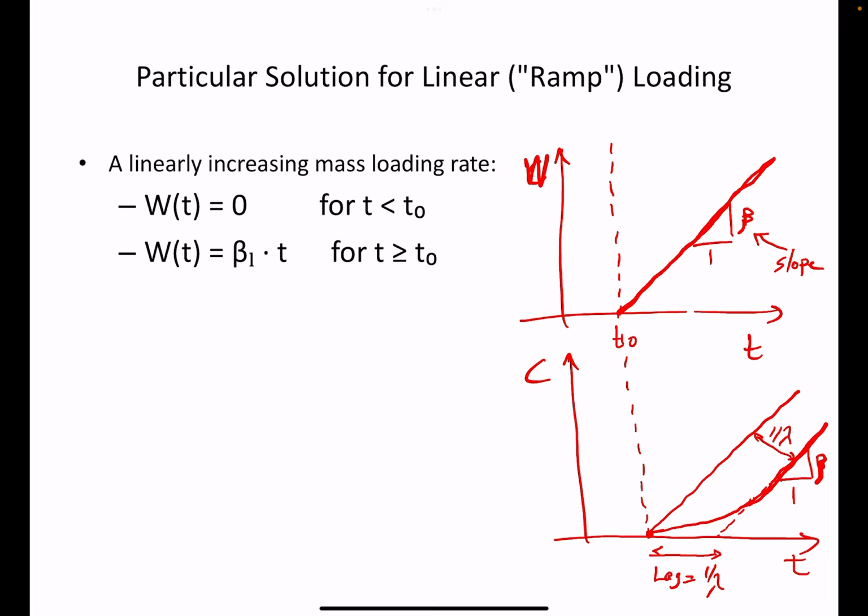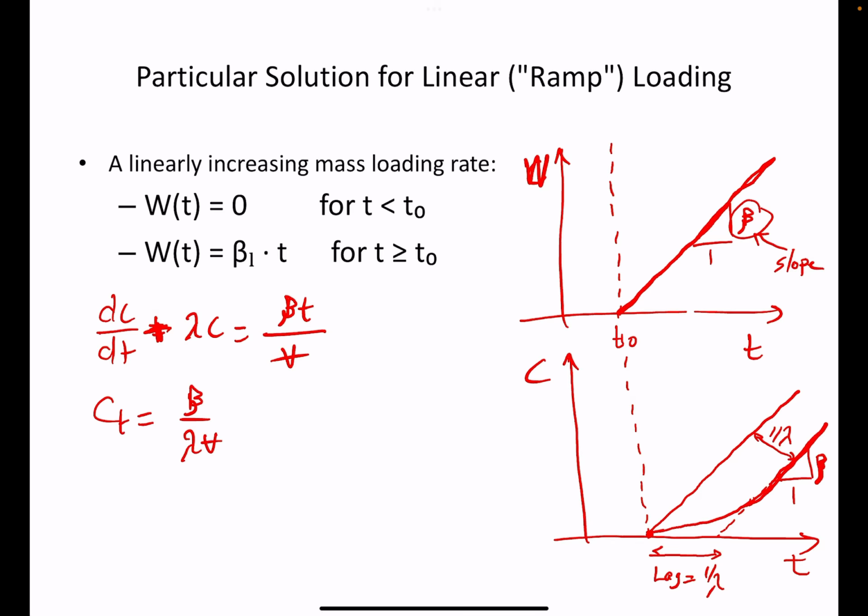So how could you represent this? dC over dt plus lambda C equals beta t over volume. And if you solve it, C of t is equal to beta, which is the slope. You can see it here, beta is the slope, beta over lambda volume, times t, the time that you are taking the spill of the linear load, minus 1 over lambda, which is the lag time. This is the way of doing the ramp loading.